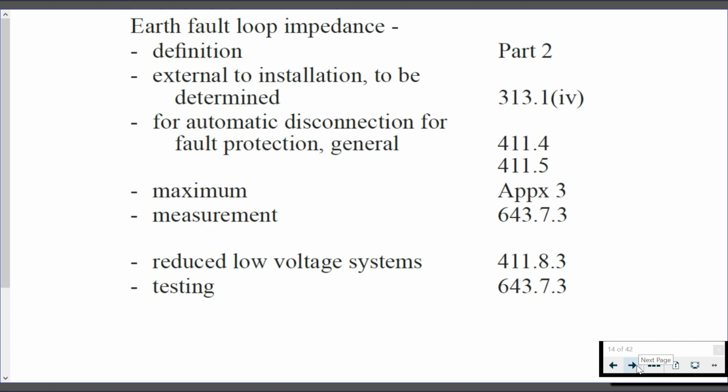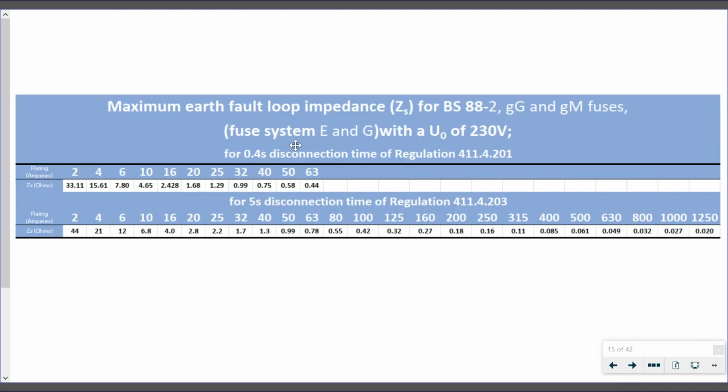411.4. Takes us to the section 411.4, and we would then have table 41.2 for the 0.4 of a second disconnection and 41.4 for the 5-second disconnection, and this is the one that we're going to use. And we've got the 160 ampere device, gives us a 0.27 of an ohm maximum earth fault loop impedance.